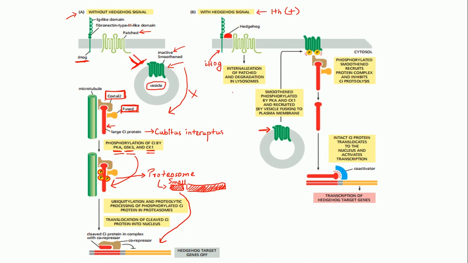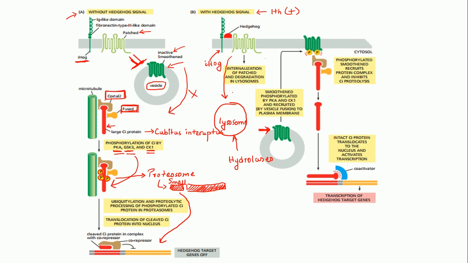And what happens is, once hedgehog binds to patched, this whole complex is internalized and moved into a compartment called the lysosome. And lysosome contains a lot of hydrolytic enzymes or hydrolases. So what these hydrolases do, they degrade the whole complex of hedgehog and patched, including the IHOG. So the main thing is that the patched, when hedgehog is present, is not able to inhibit the smoothened.